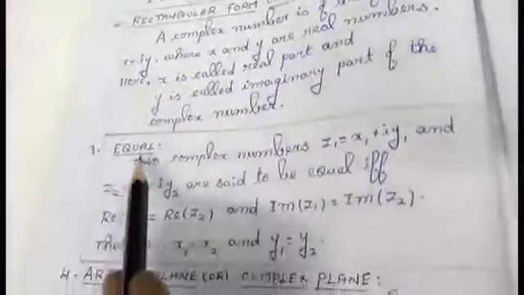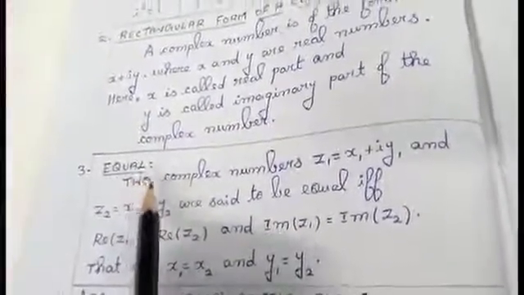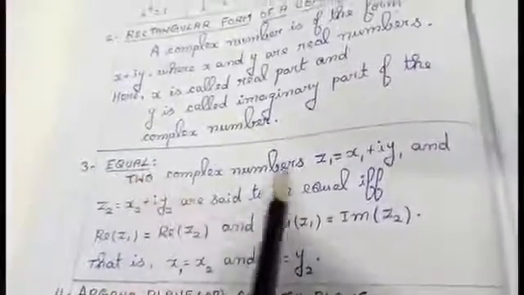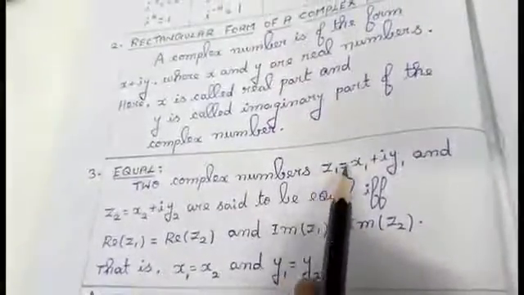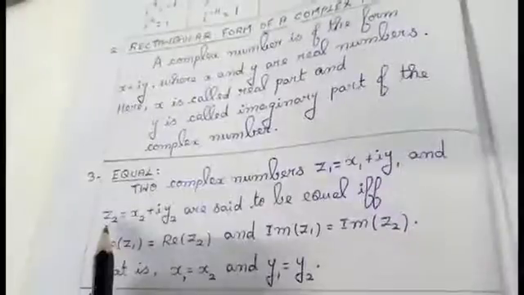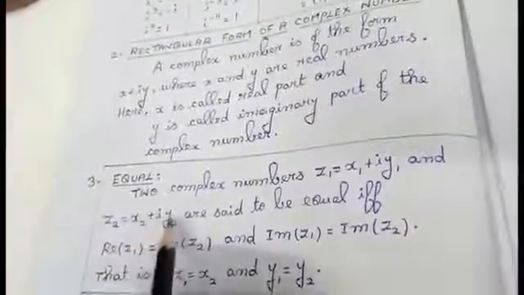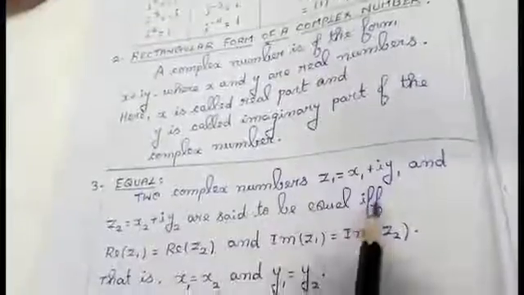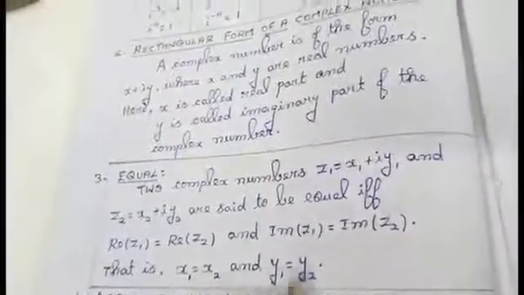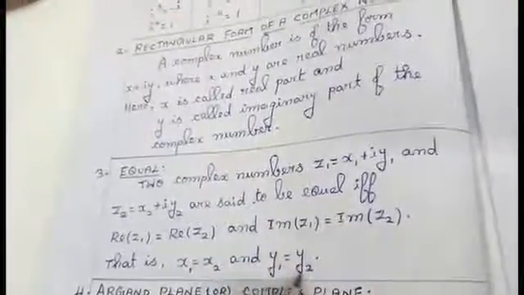Coming to the equality property. When do I use the concept of equal? Two complex numbers z1 equal to x1 plus iy1 and z2 equal to x2 plus iy2 are said to be equal if and only if the real part of z1 is equal to the real part of z2 and the imaginary part of z1 is equal to the imaginary part of z2. That is, x1 is equal to x2 and y1 equal to y2. The meaning is, I am comparing the real parts of the two complex numbers and the imaginary parts of the two complex numbers.